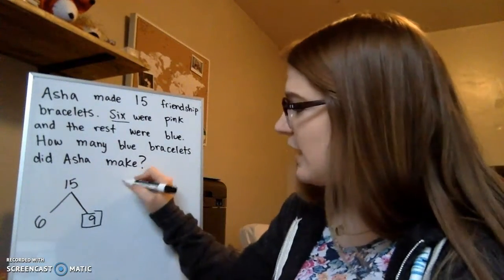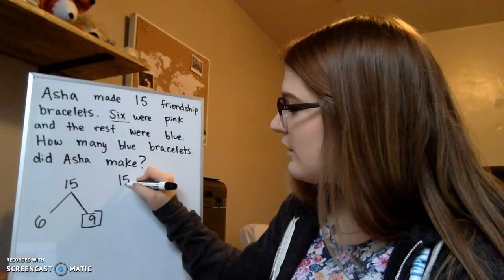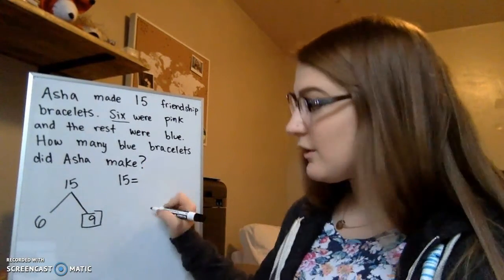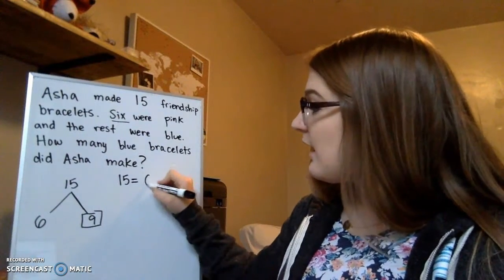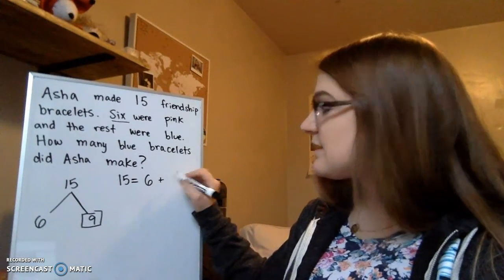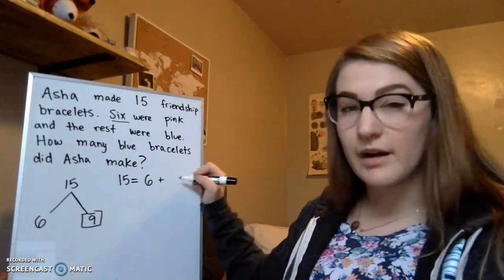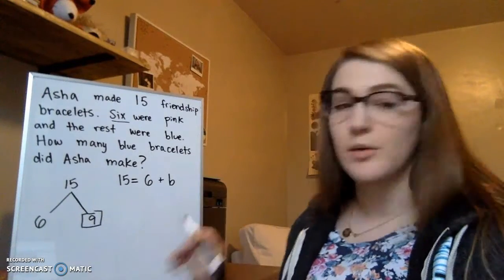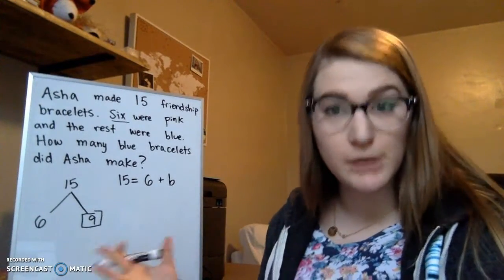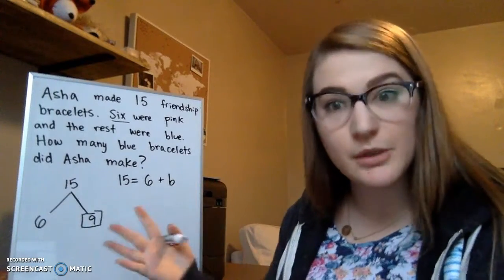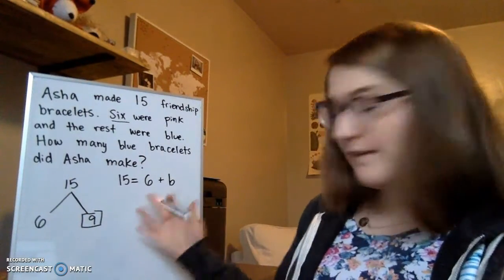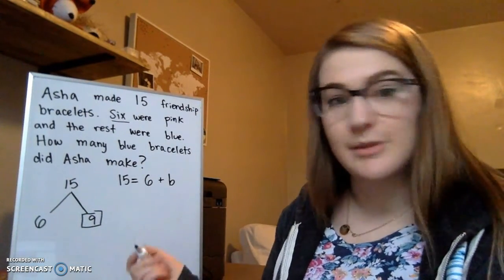Some other ways that you can represent this problem is by using math sentences or equations. So one way we could do that, we could do 15 equals, we've got our total here, 15 equals 6 plus, and we can put a variable here. So I'm going to put the variable B to stand for blue, for the blue bracelets, because that's what we're trying to figure out, how many blue bracelets she made. Okay, so that's one way that we could represent that.